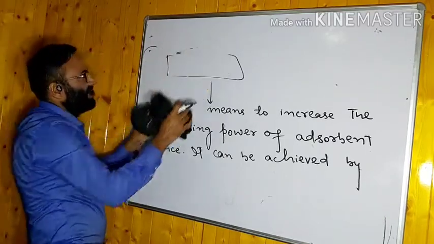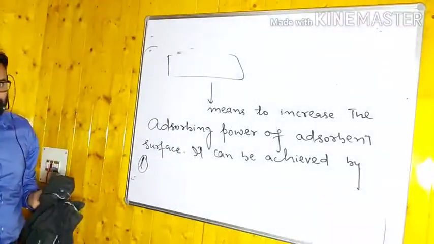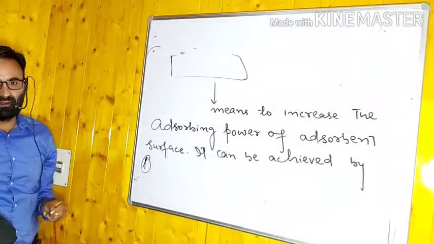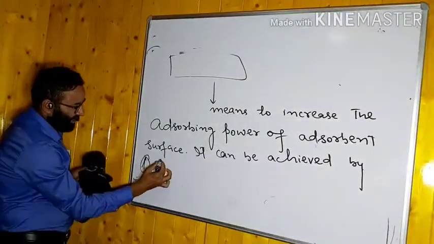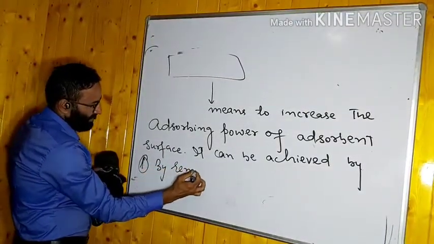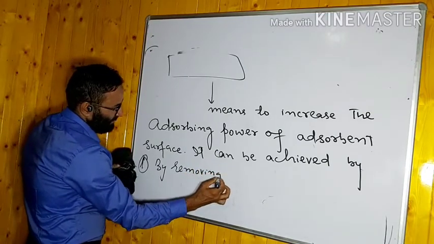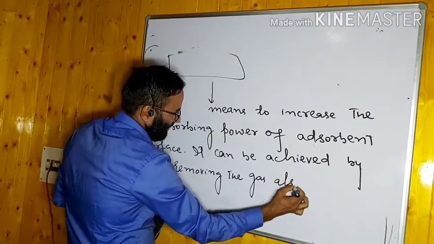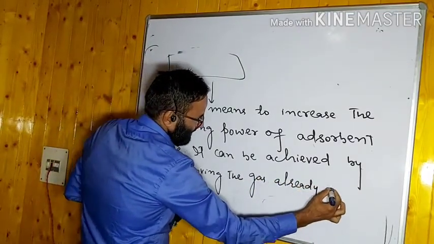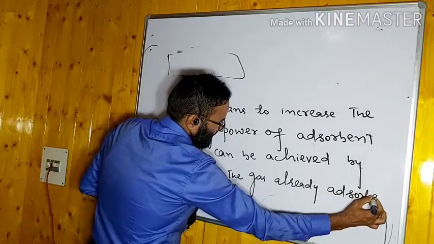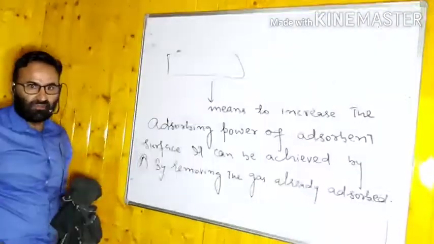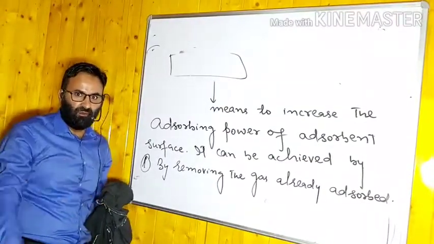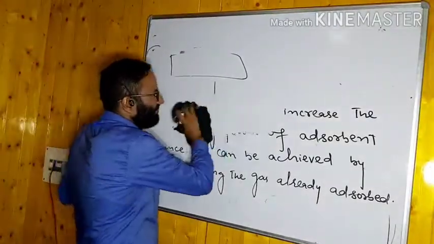When you remove it, what will happen? There will be more and more adsorption. When you remove the already adsorbed gas, by this we can increase the adsorbing power of the adsorbent surface. The first point is by removing the gas already adsorbed. When you remove the gas already adsorbed, what will happen? Now the adsorbent surface will be available for adsorption. There will be more adsorption. The second point, we can do it.